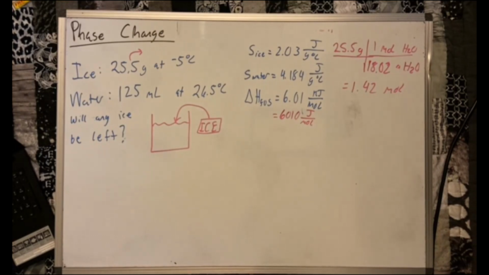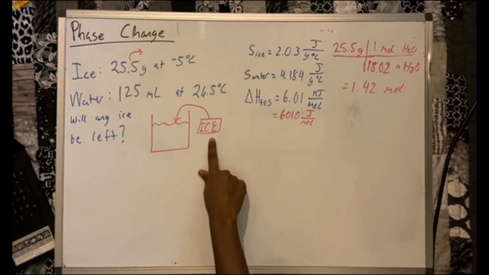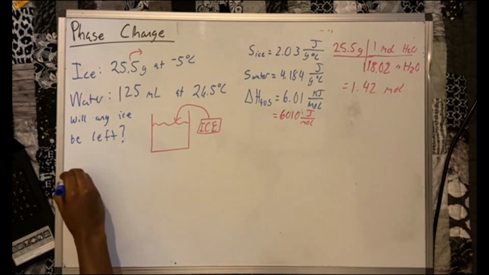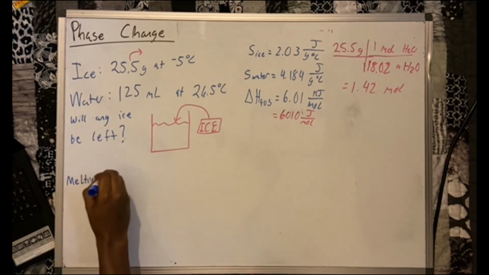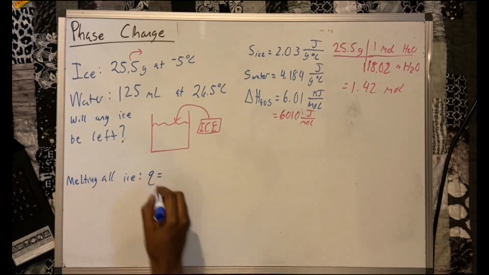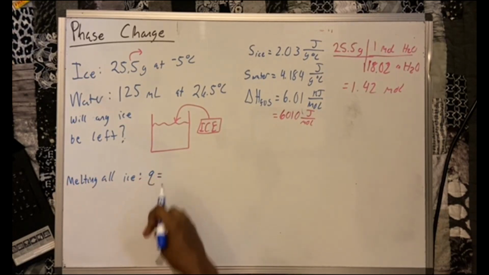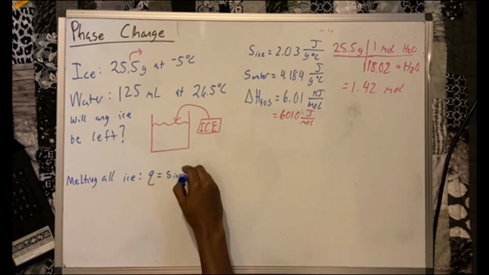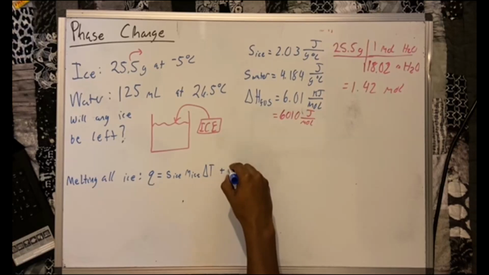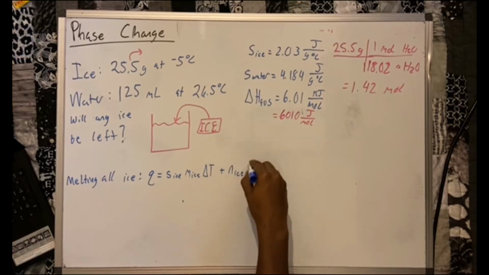So in this case, what you need to check is how much energy is going to take all the ice to melt, right? So let's do that. Oh, we actually already did that. So if I want to melt all ice, Q, I need to heat it up first, heat it up to 0. So that's going to be my S of ice, M ice, delta T, plus my N of ice times delta H of fusion.